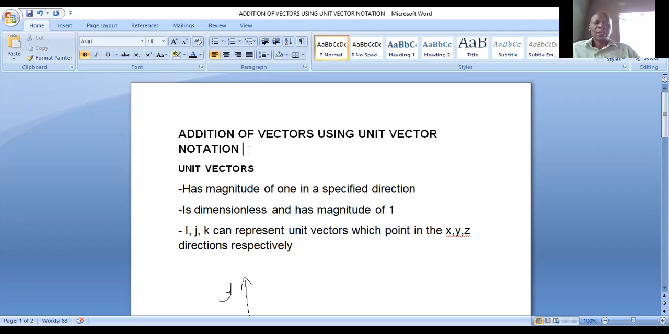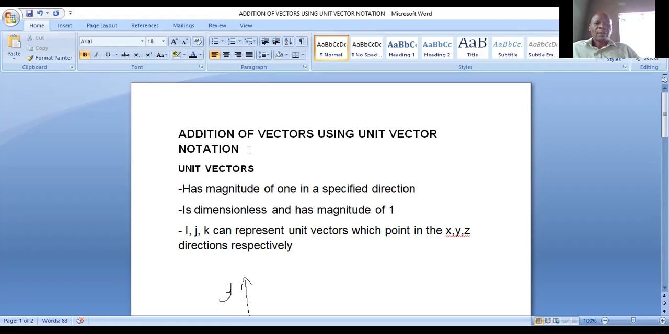First of all, we need to understand what a unit vector is. A unit vector has actually a magnitude of 1 in a specified direction. It could be in the x-axis, y-axis, and z-axis. So it has a magnitude of 1. And it is also dimensionless, meaning that it has no units. As I indicated earlier, its magnitude actually is unit. That's why it's known as unit, it is 1.